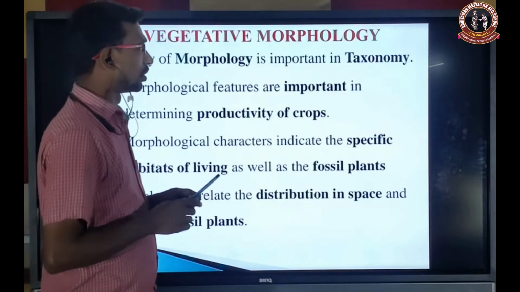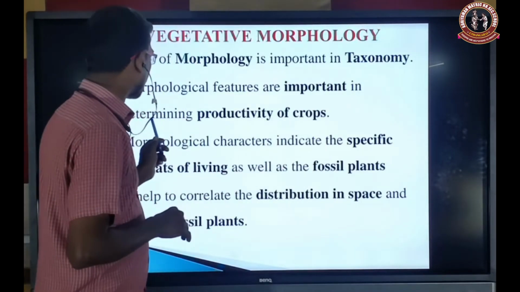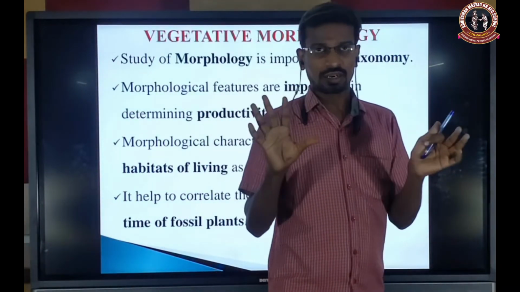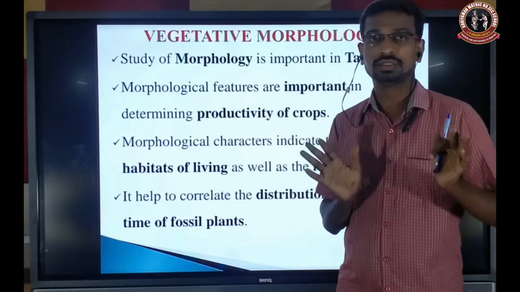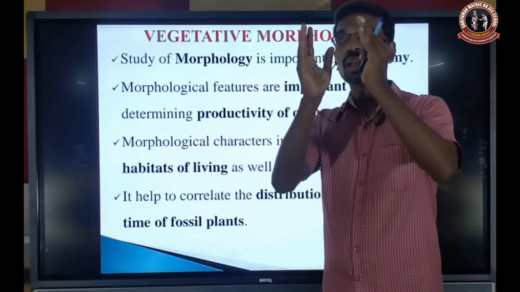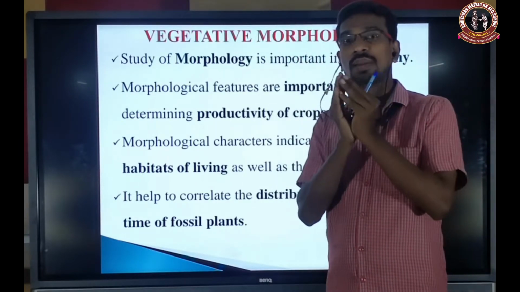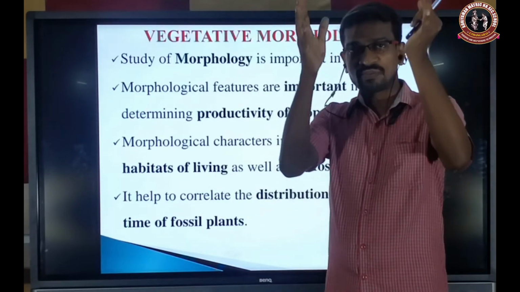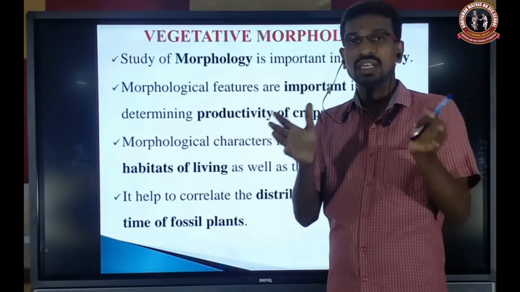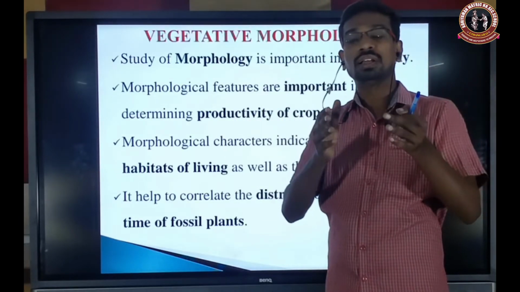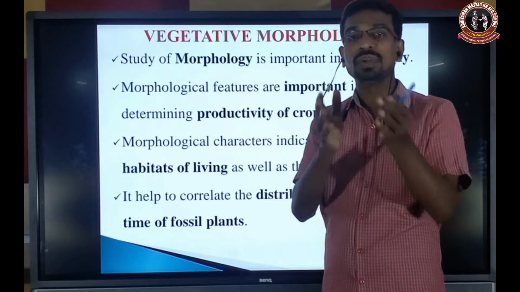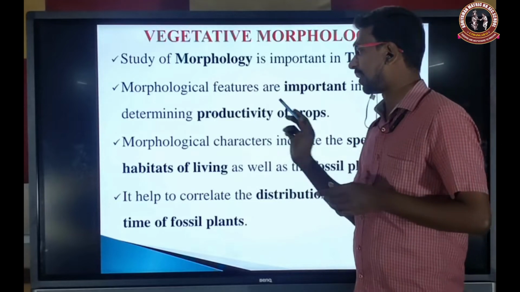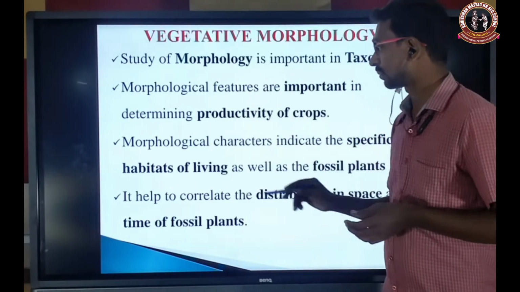The morphological features are important in determining the productivity of crops. When the plant grows very well without any disease, that means the plant looks healthy and the plant body is not affected by disease. So how can you say it's a healthy plant? There is no morphological change, no infection, no symptom. That is a healthy plant. So the morphological features are important in determining the productivity of crops.